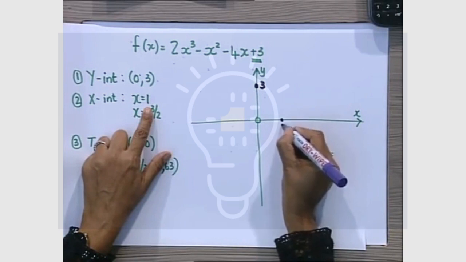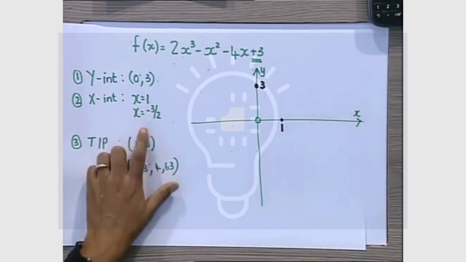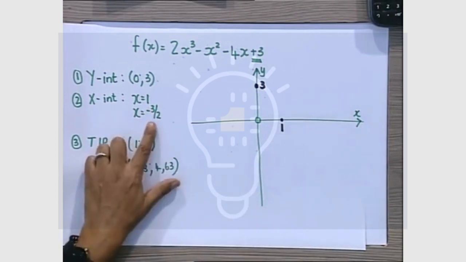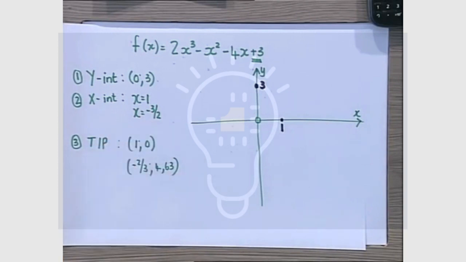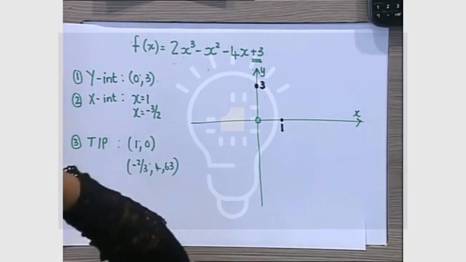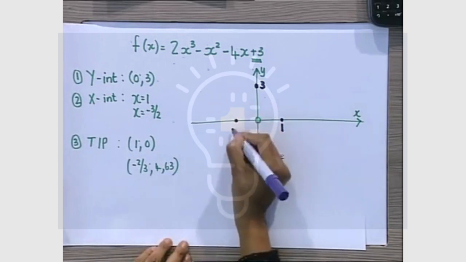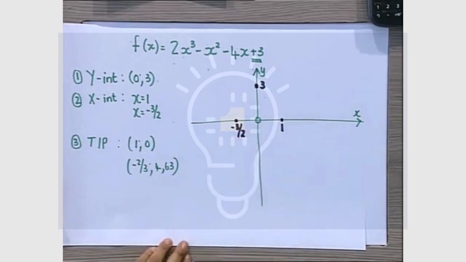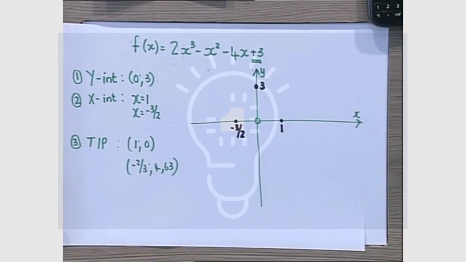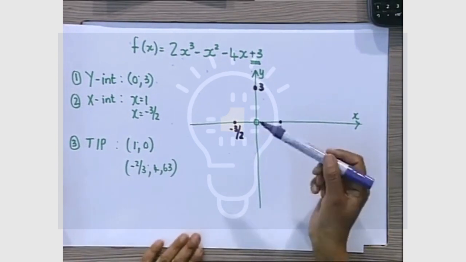Remember, these graphs are not drawn according to scale. And your other x-intercept was negative 3 over 2. Now, negative 3 over 2 is negative 1 and a half. So you more or less know it's slightly this way from the origin. And there is negative 3 over 2. And then you're going to plot your turning points. Let's plot the turning points, everyone.